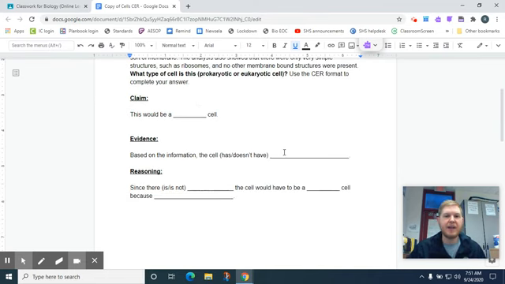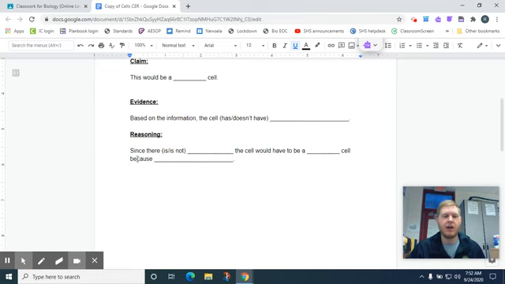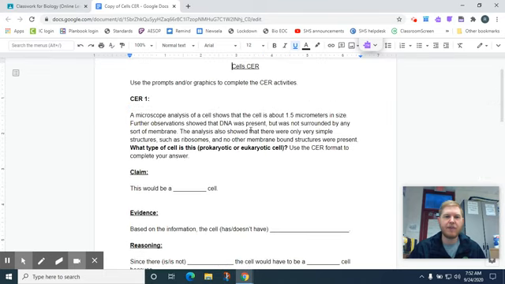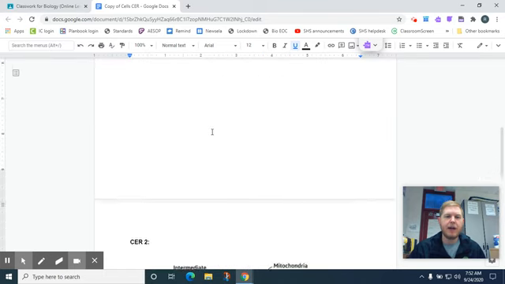Evidence: you would tell me what it does or does not have. It does not have a nucleus. It does have a nucleus. It does not have mitochondria. It does have a mitochondria. And then the reasoning: you might say since there is a nucleus, the cell would have to be a eukaryotic cell because it has organelles or it has a nucleus. So you're just restating it.